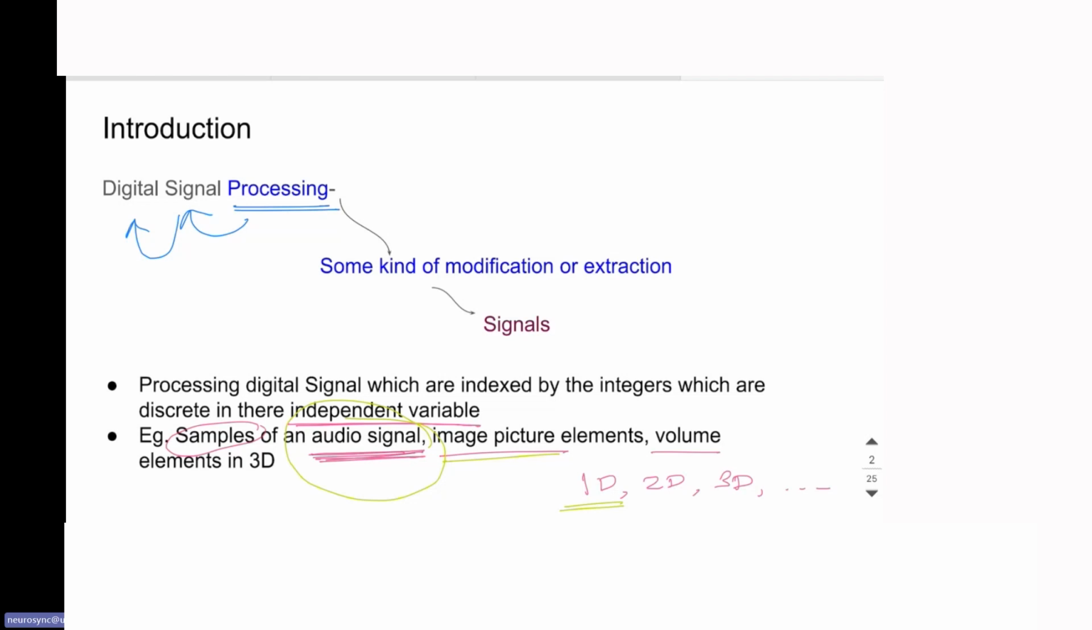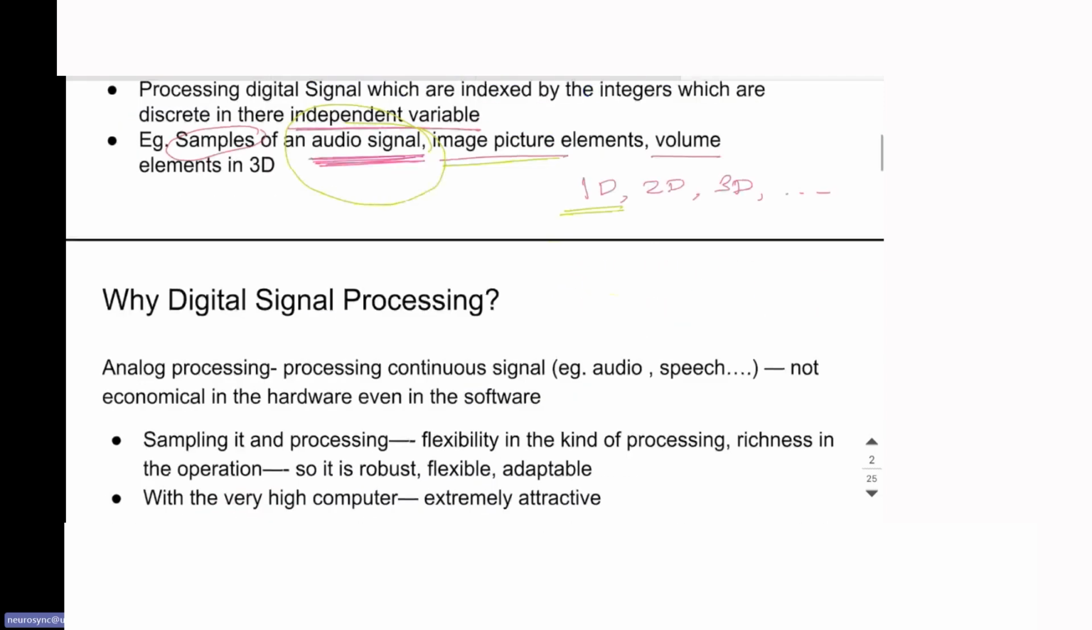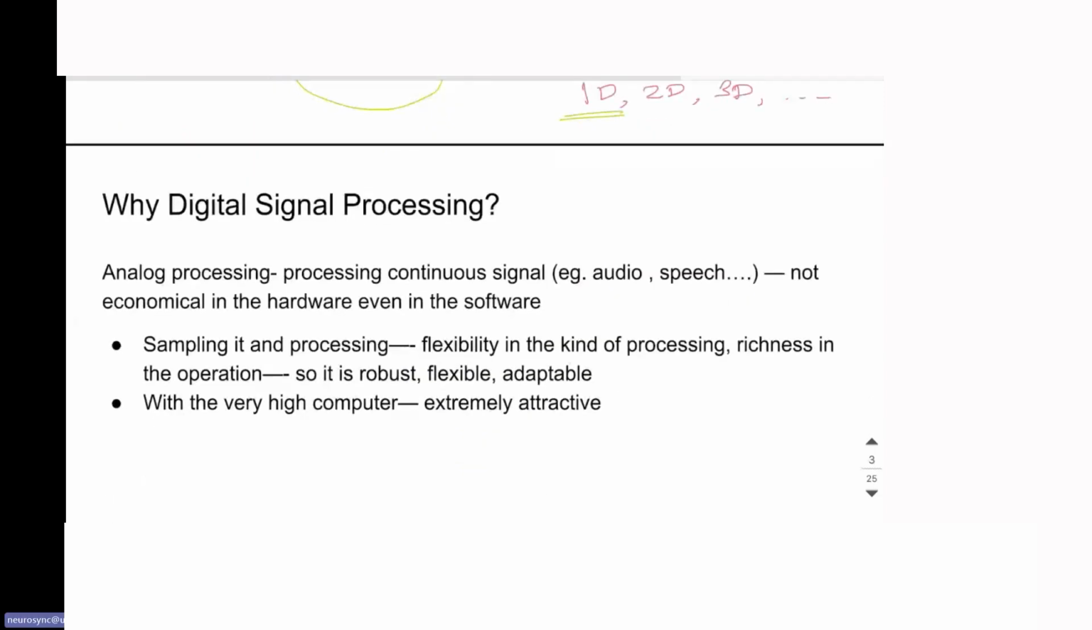Now, why is there digital signal processing? We have analog signal processing also, but why digital signal processing? These are some highlights about analog signal processing. In analog signal processing, basically we process the continuous time signal. For example, the audio signal, the speech, we can say this is a continuous time signal.